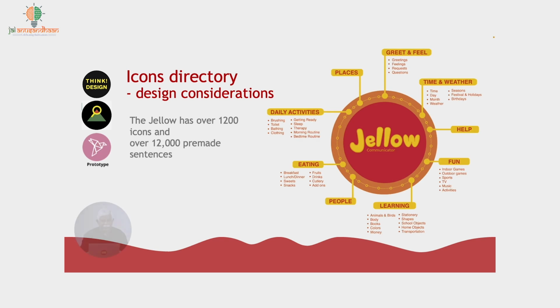Let's look at the icons and their design considerations. It's part of the directory. From the image, you can see the major categories of the icons, and they have subcategories. Overall, there are over 1,200 icons, and pressing these icons in combination with other buttons can create over 12,000 pre-made sentences. This is how the speech is done, and the child actually uses this to construct these pre-made sentences. So this is part of the prototyping.